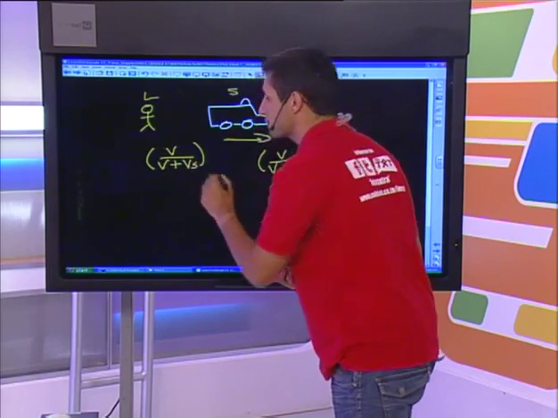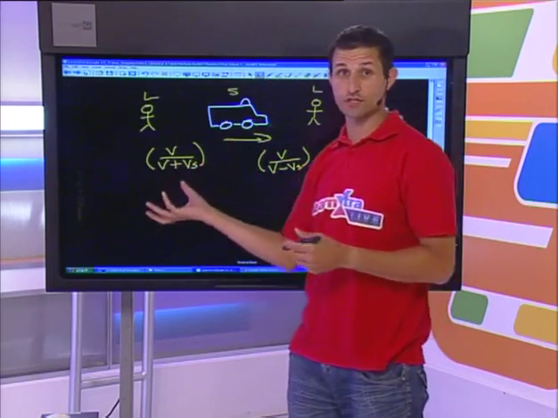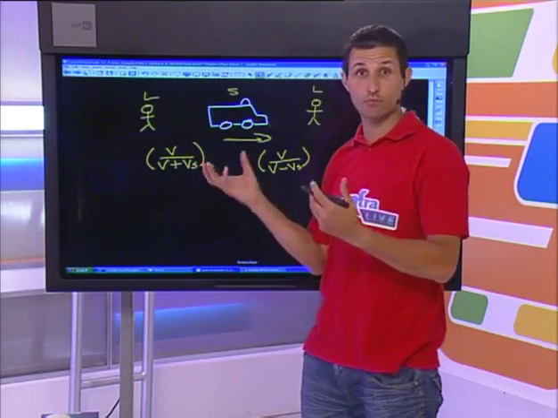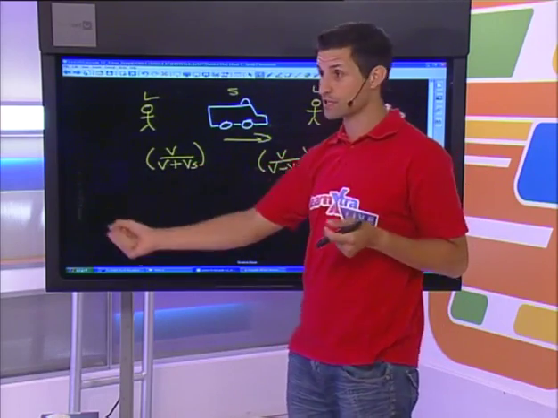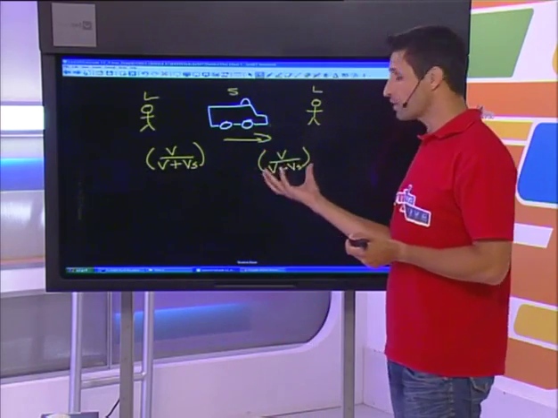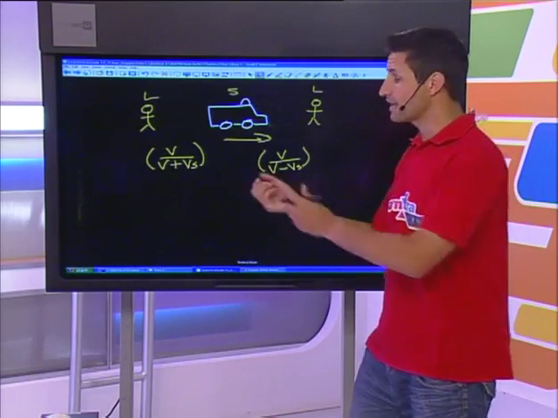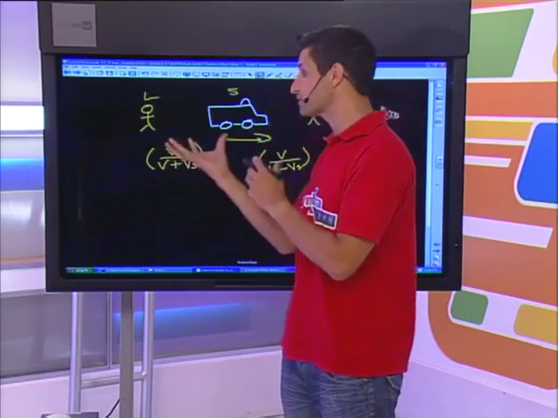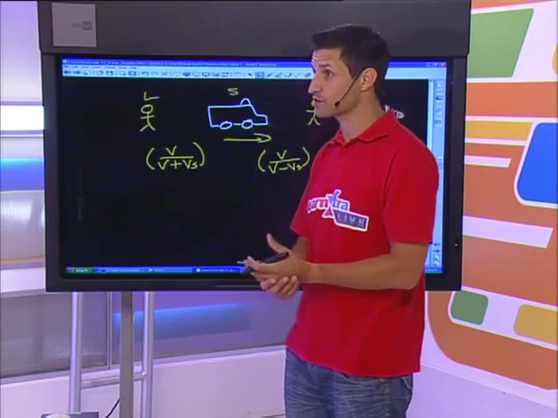And if I add to the bottom of a fraction, it makes the fraction smaller, and that's exactly what's happening when objects are headed away from each other. So when they're headed towards each other, I use minus Vs. When they're headed away from each other, I use plus Vs. I hope that answers Earl's question.